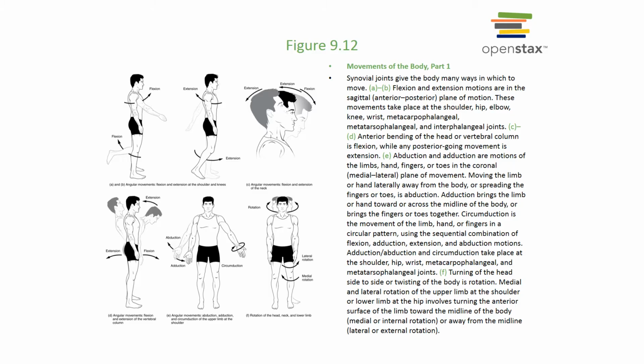And here are some examples of the types of movements that we talked about earlier, demonstrating the different types of movements at synovial joints. So you've got some representative pictures demonstrating flexion, extension, hyperextension, abduction, adduction, etc.